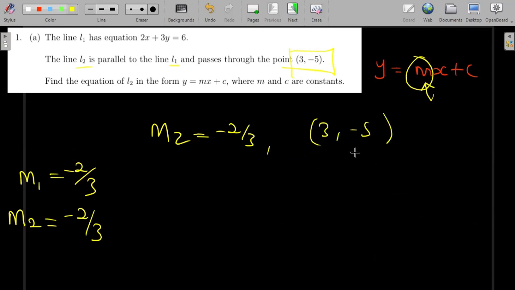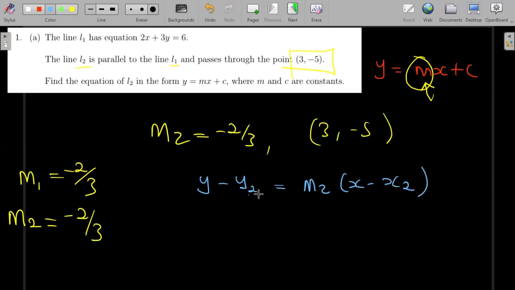So we are going to use these 2 to find the equation of the straight line. The equation of a straight line is y - y1 = m(x - x1). In this case we can say y - y2 = m2(x - x2), because we are dealing with line 2.